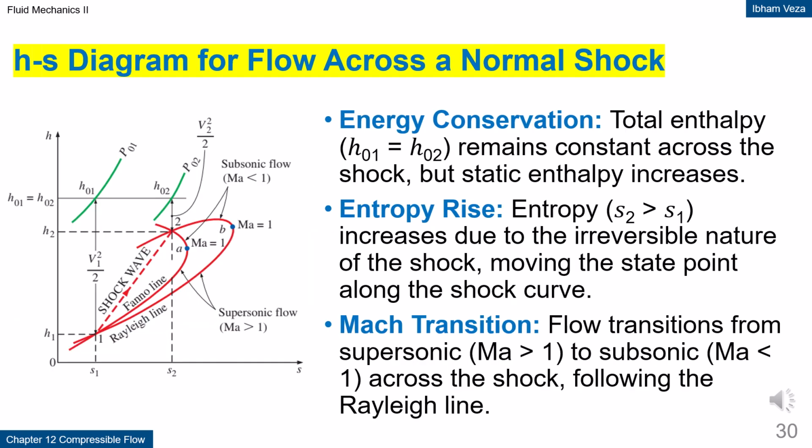HS diagram for flow across a normal shock. On the HS diagram, the process across a shock wave is shown as a movement along the shock curve. The total enthalpy remains constant, even though the static enthalpy increases. Entropy always increases because this process is irreversible. The Mach number change from greater than 1 to less than 1 is also clearly visible. This diagram helps visualize the thermodynamic consequences of shock waves.